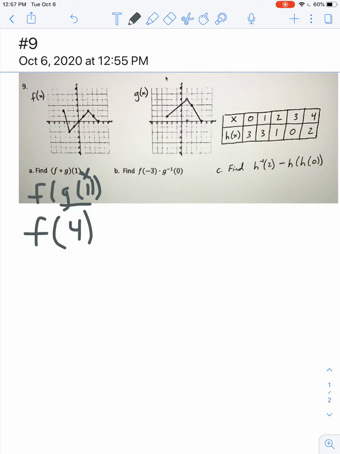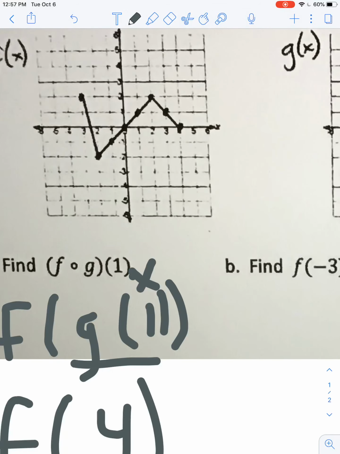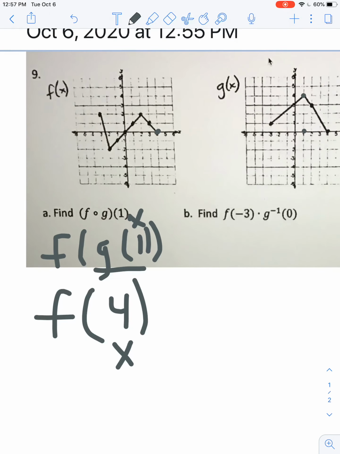And now I kind of repeat that process, but now I go on the F graph, and when X is 4, I look for the Y value there. So I go over on the X to 4, and the Y value right here is 0. So that answer would be 0 right there. On the next one, so now you're multiplying these two values together.